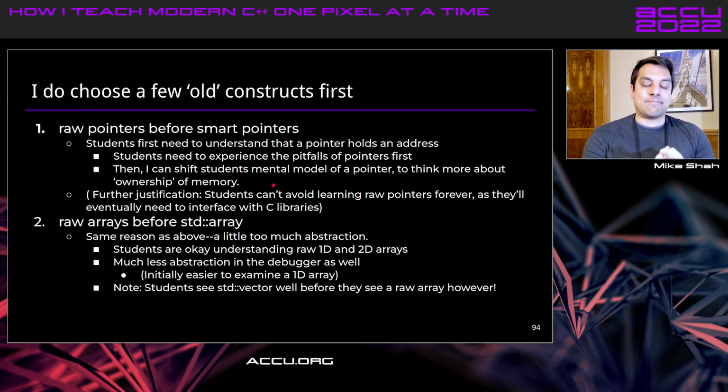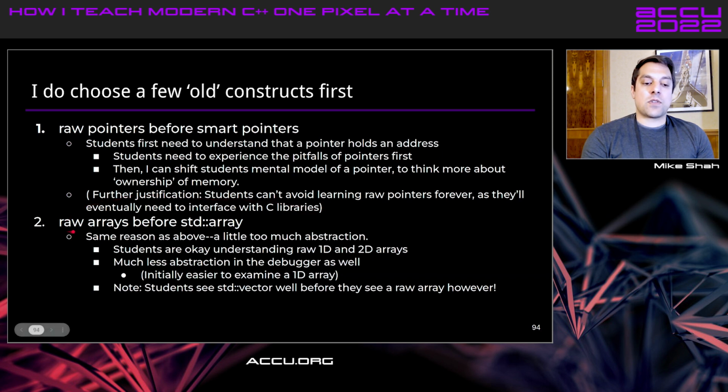Smart pointers have too many levels of abstraction. Again, I want to minimize the cognitive load. You can imagine a student getting a syntax error from a smart pointer and getting pages of template errors, which is a little bit messy. And students eventually need to learn raw pointers to interface with C libraries. So there still is some need here.